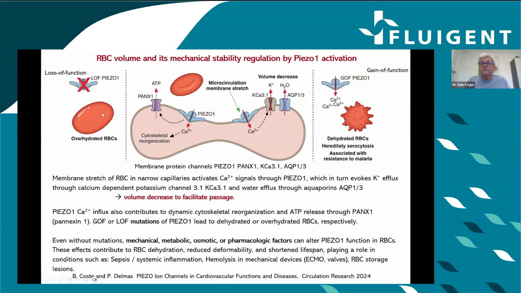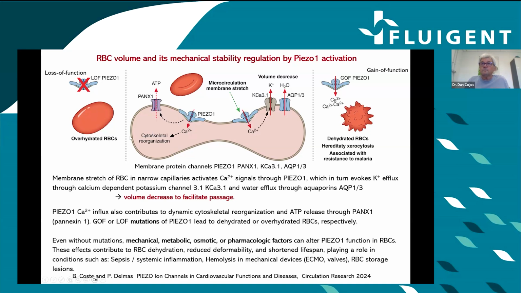So, as I said, it contributes to dynamic cytoskeletal reorganization and ATP release through PANX1, Pannexin 1. So we have cytoskeleton reorganization and the release of ATP through this channel. But this is signaled by the calcium ions through the mechanosensitive channel.